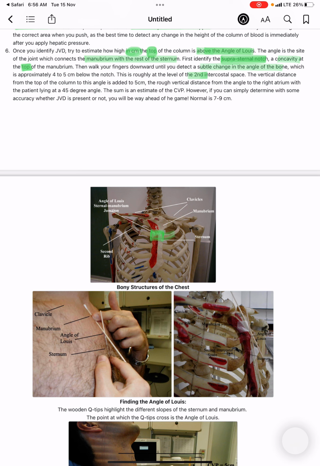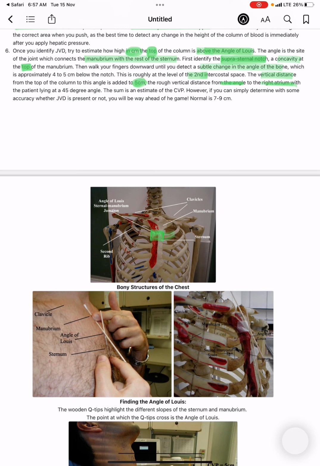After you identify the manubriosternal angle, measure the vertical distance from the top of the column to this angle, and add 5 centimeters, the rough vertical distance from the angle to the right atrium with the patient lying at a 45-degree angle. Why are we adding this 5 centimeters? Because it is the vertical distance from the angle to the right atrium.